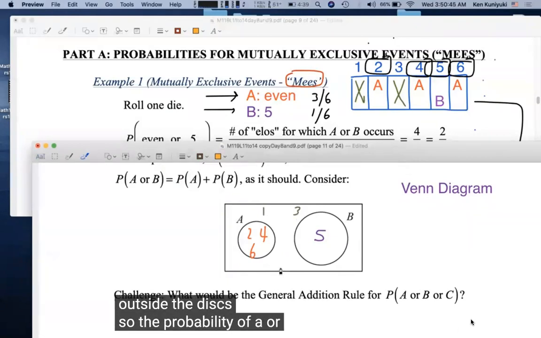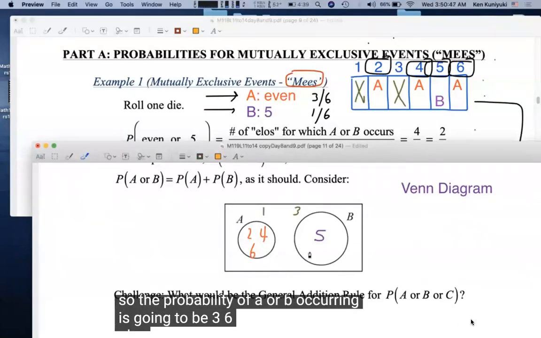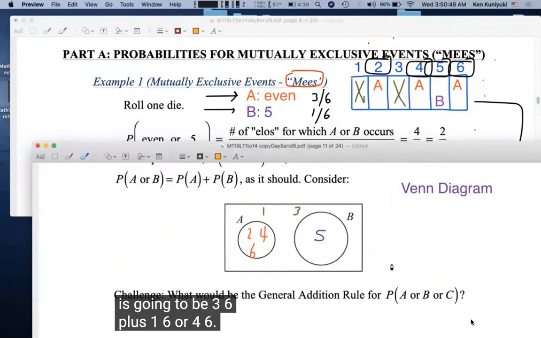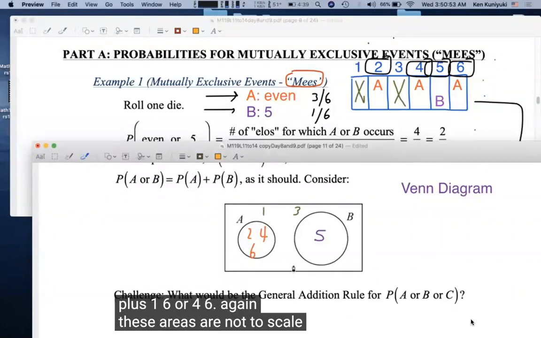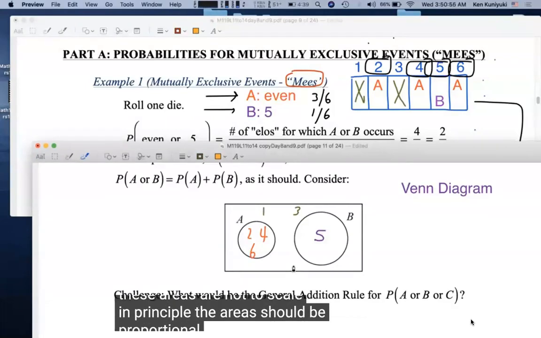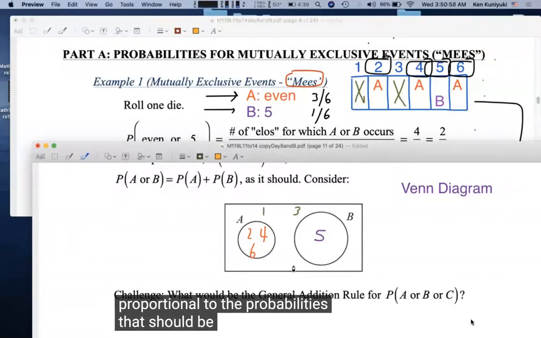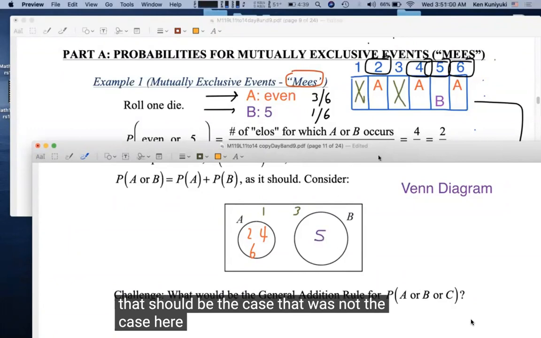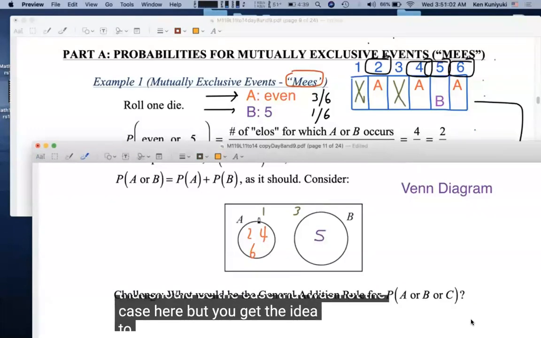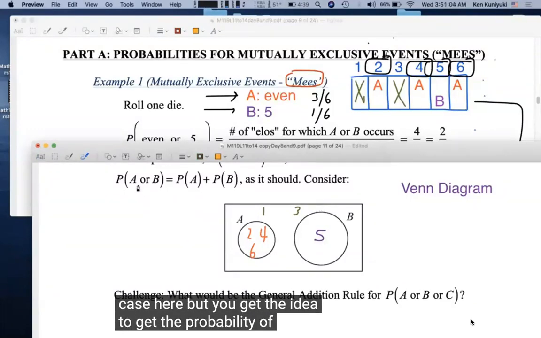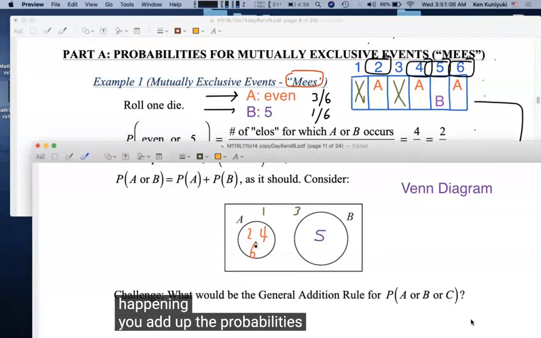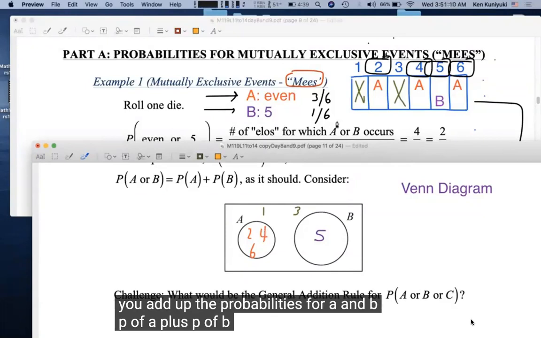So the probability of A or B occurring is going to be 3/6 plus 1/6, or 4/6. Again, these areas are not to scale. In principle, the areas should be proportional to the probabilities. That was not the case here, but you get the idea. To get the probability of either happening, you add up the probabilities for A and B. P of A plus P of B.